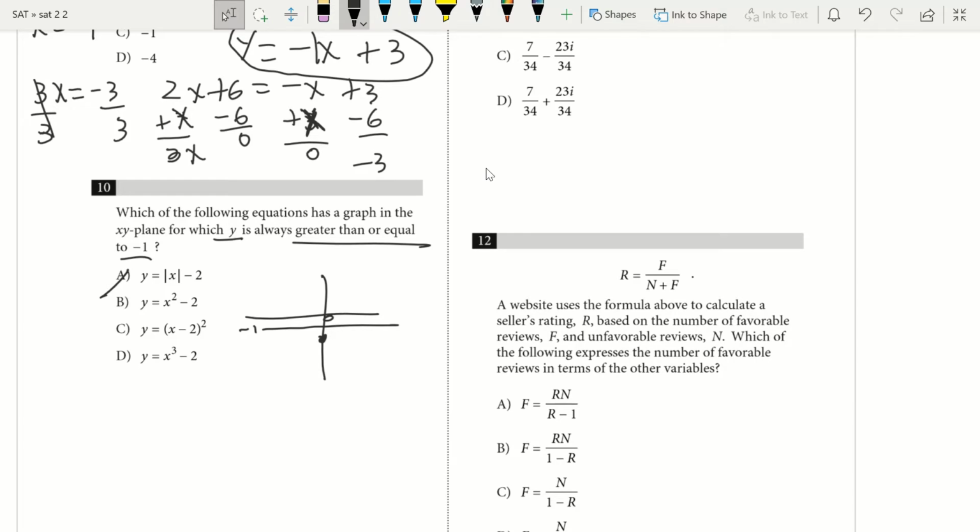Now, y equals x squared minus 2. Well, if x is 0, y is going to be minus 2. That's below our point of negative 1, which we need to be our lowest. So B's out. Question C.